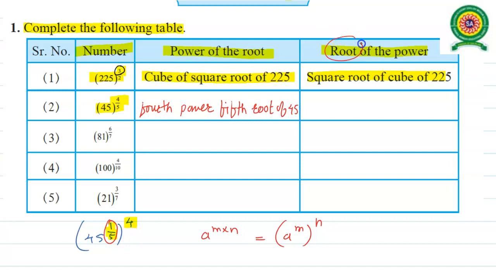Now we have to read it firstly as the root, and next the power. That means we write the same number 45 to the power 4 by 5 as 45 raised to 4 and whole to the power 1 by 5. Now look, since we have a rational number as a power, it becomes a root. So we write it in the form: fifth root of, and since we have an integer as a power, fourth power of 45.